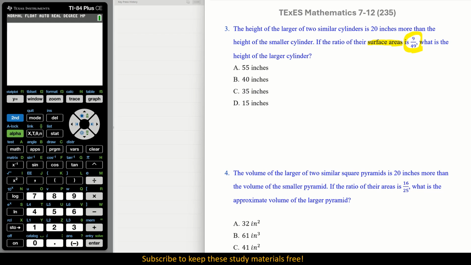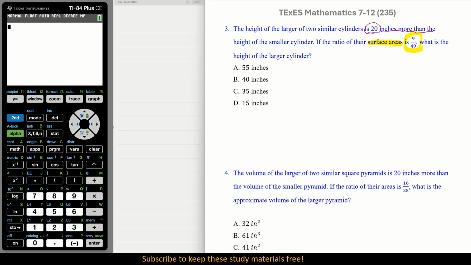That's k squared, okay? Now, the height of the larger of two, okay, they're talking about cylinders. Cylinders does imply volume, but the height, that's one dimensional. So I'm looking at our k, and we need our k to also be one dimensional. Okay, so let's get started. Okay, and we need 20 inches more than the height.